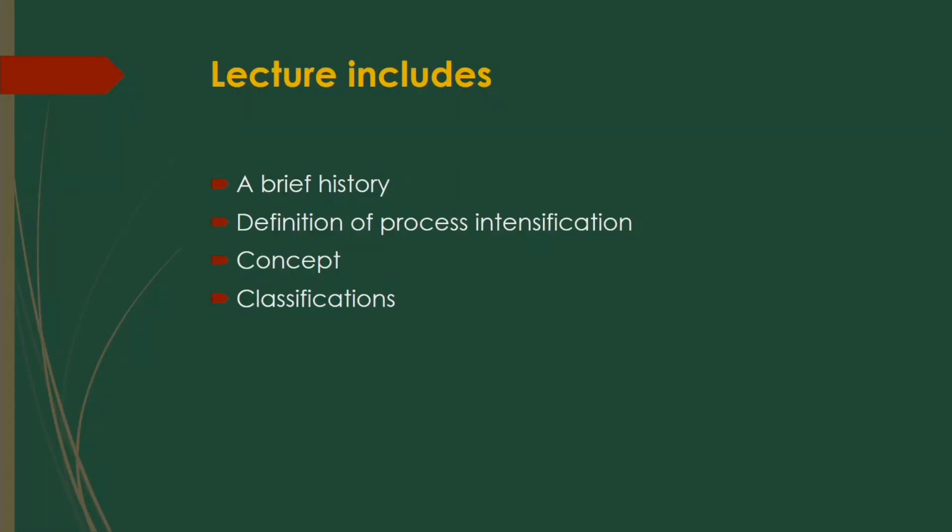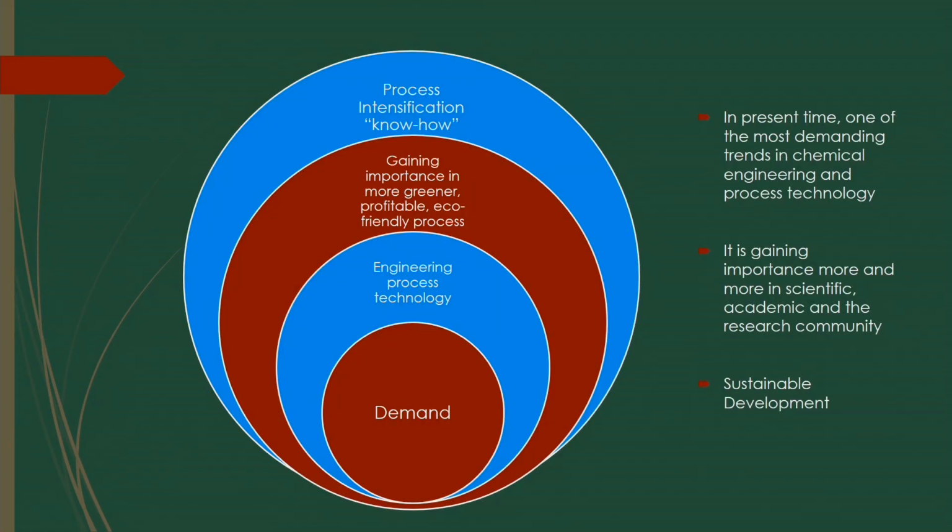So, in this lecture let us start with some brief history, some philosophy and the concept of process intensification. In the early stage, why did the term process intensification come? Because there was a huge demand for more products in society, and certain technology was producing those products. Now, if you intensify that technology, you can get more products and fulfill that demand.